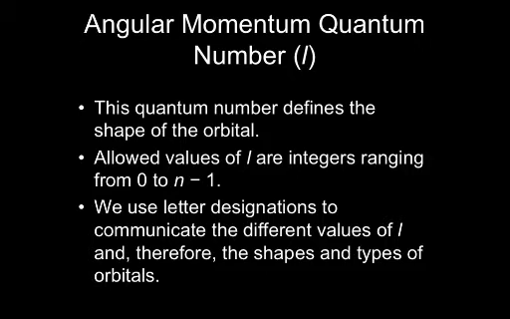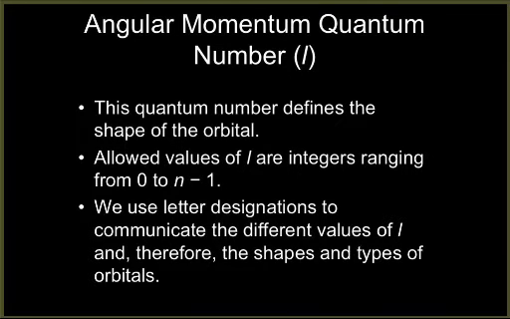The next one is called the angular momentum quantum number, and it's notated with an L. What this tells us is the shape of the orbital. This is where we talk about the s orbitals, the p orbitals, the d orbitals, the f orbitals. Let's write a little note here that says these are now notated with numbers as well as letters.